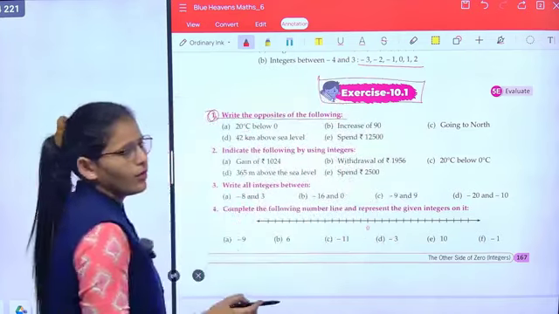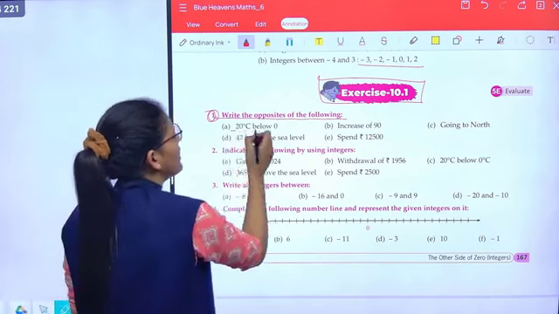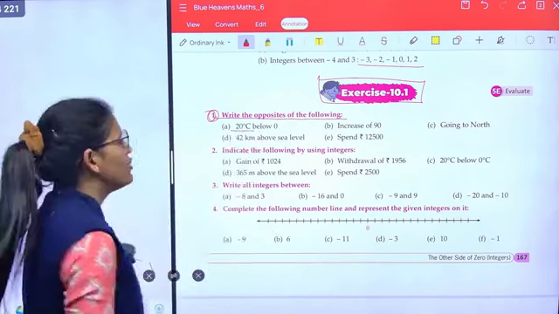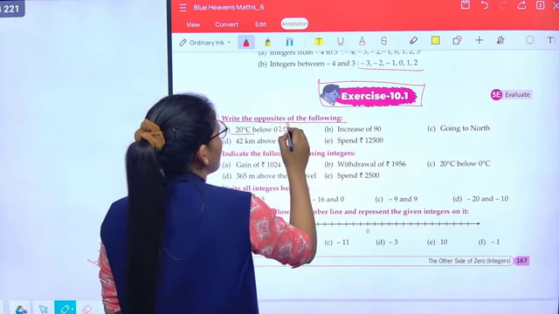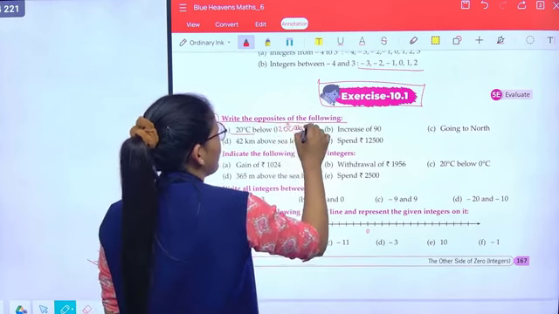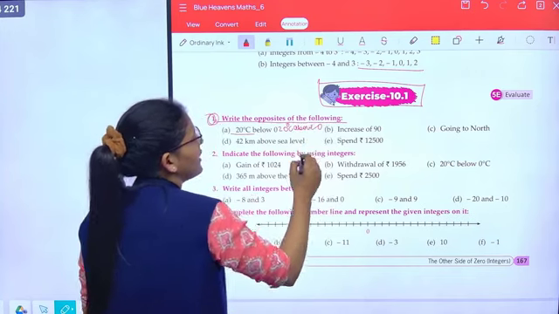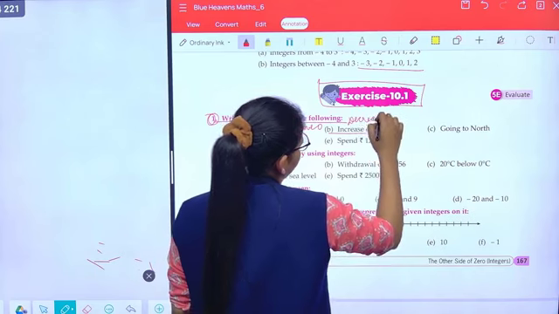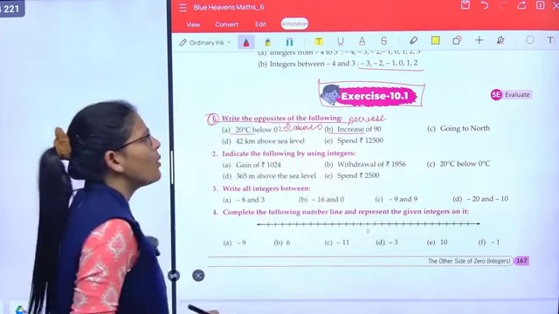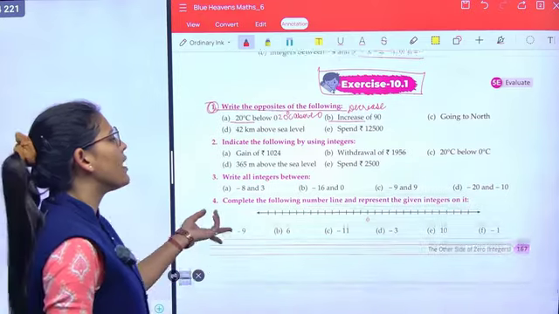Now exercise 10.1, question number 1. Write the opposite of the following. Now 20 degree below 0. So the opposite of below is what, class? Above 0. Now here there is increase, so what will I write here? Decrease, because we have to write the opposite. Rest of the parts, do yourself.